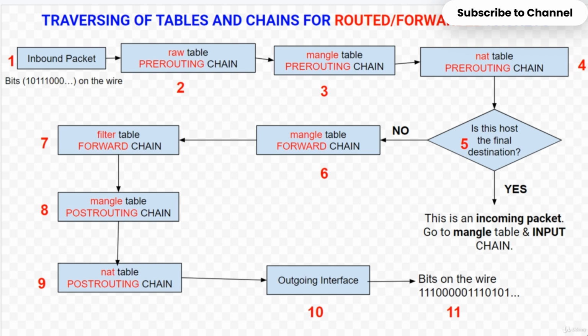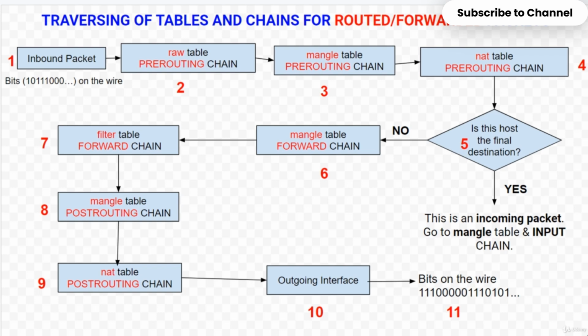But if the Linux machine is not the final destination, the packet must be routed, and it starts traversing the mangle table of the forward chain. After that, the packet starts traversing the filter table of the forward chain. This is a very important place where we add rules for filtering routed traffic. Here we decide what kind of traffic is allowed from the LAN to the internet and back.